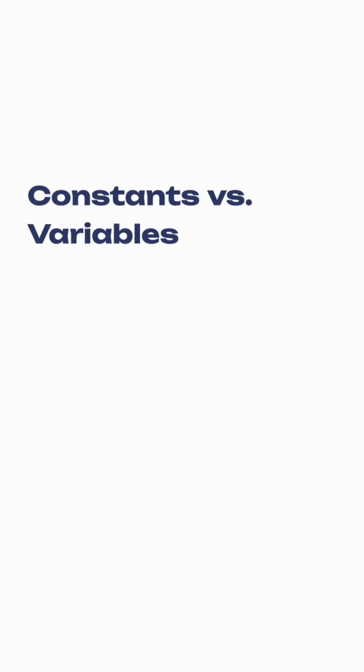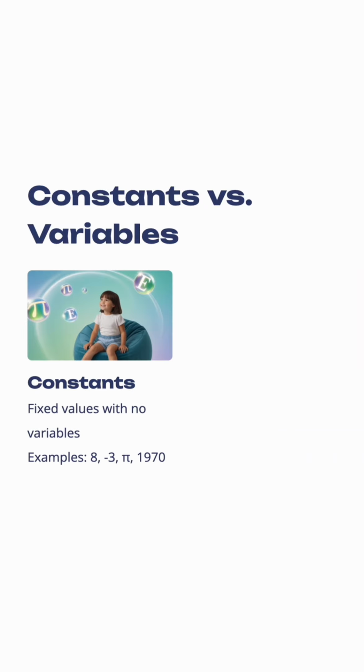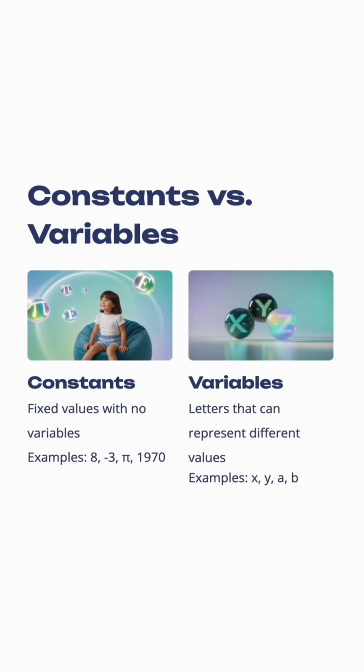Constants versus variables. Let's clarify the difference between constants and variables. Constants are fixed values with no variables, numbers like 8, negative 3, pi, or 1970. These never change their value. Variables, on the other hand, are letters that can represent different values, like x, y, a, or b. They're called variables because their values can vary.